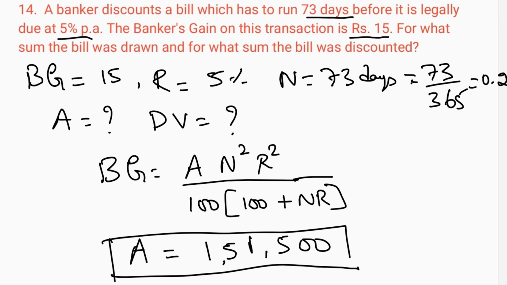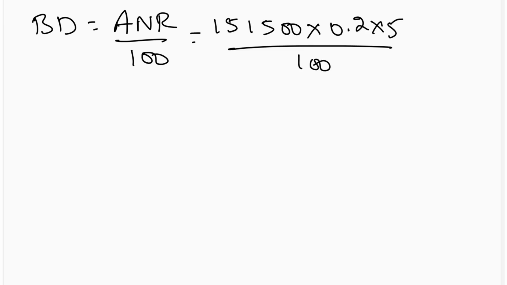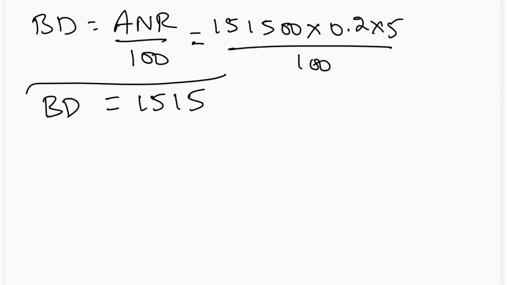For what sum the bill was drawn? The bill was drawn for 1,51,500. Now to find out the discounted value, we need the banker discount. So what is the banker discount formula? ANR by 100. If you substitute all these values, you will get banker discount as 1515.